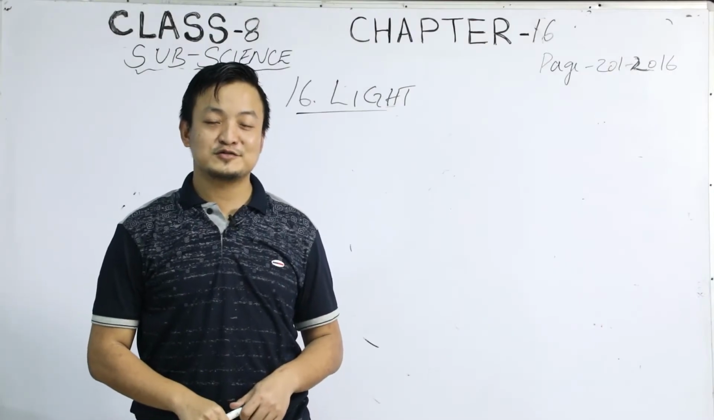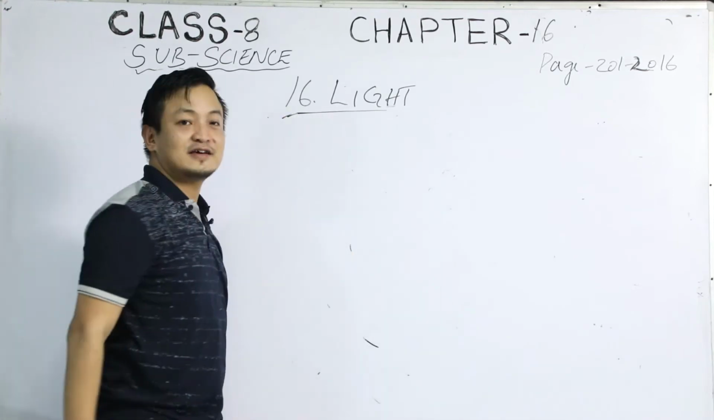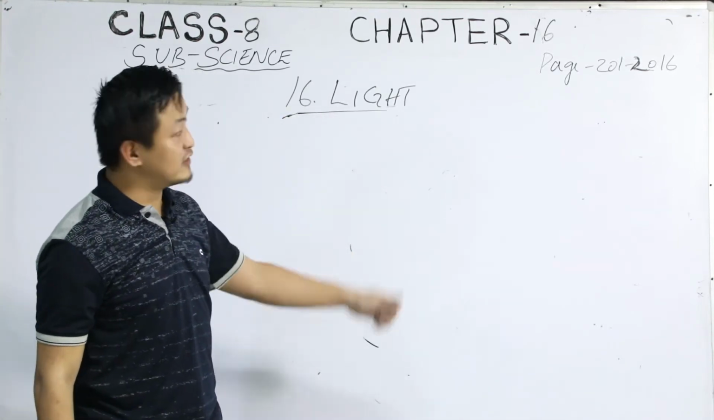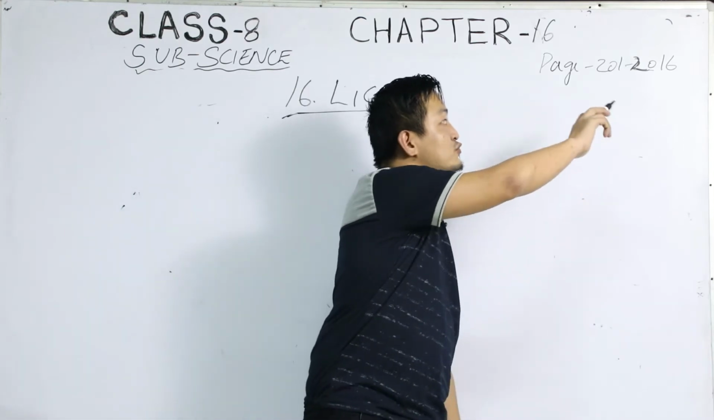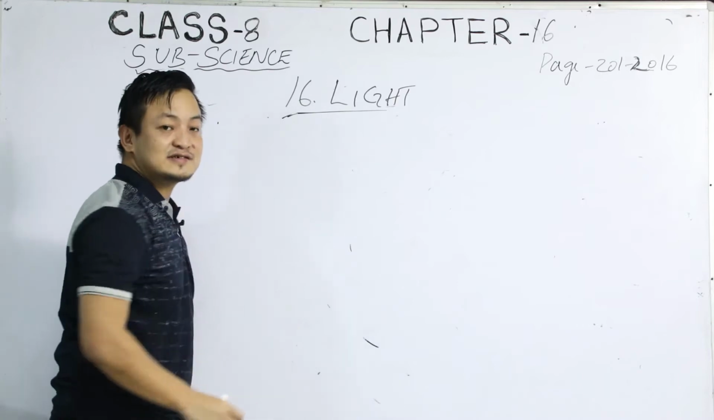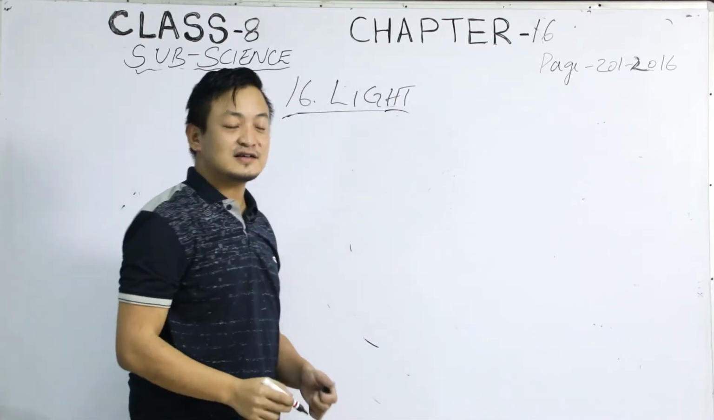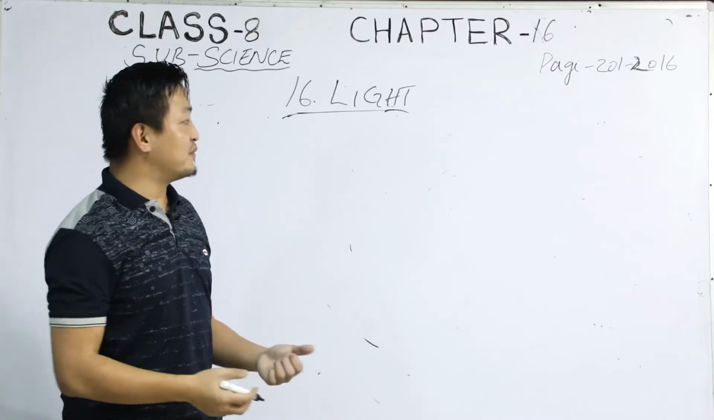So today we are going to start a new chapter, chapter 16, Light, okay? You can also refer to pages 201 to 216. This is chapter number 16, science, and the name of the chapter is Light. Clear? Now light, I'm sure you are familiar.